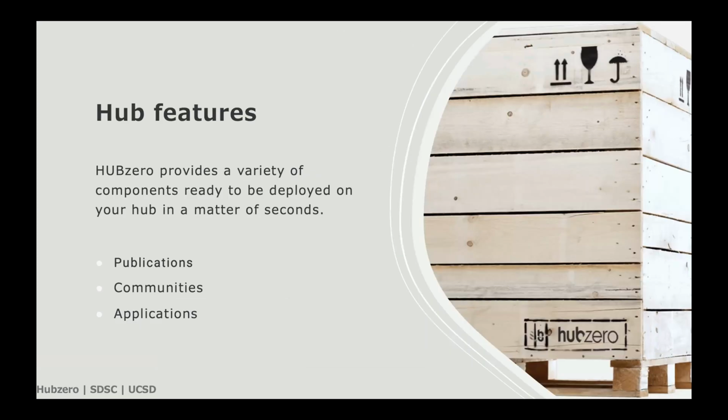So let's briefly talk about some features of Hubzero. One of the things research communities are interested in doing is sometimes sharing publications which already exist somewhere with their community. Other times they are also interested in publishing something on the hub itself. And so publications are a part of the Hubzero platform. Then the community aspect is obviously important, and the application aspect is also important. So let's talk about this in a little bit more detail.